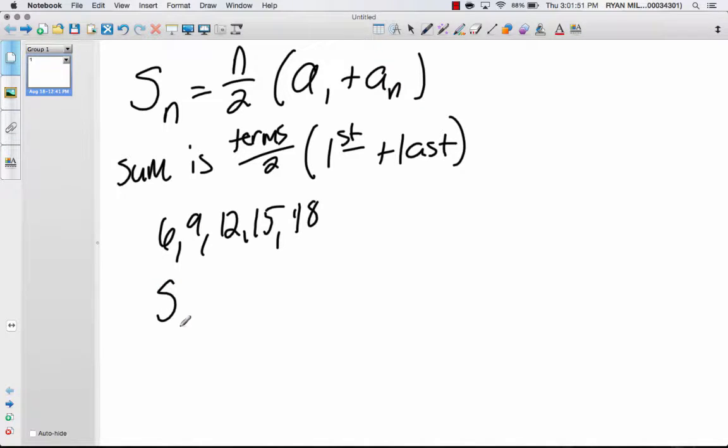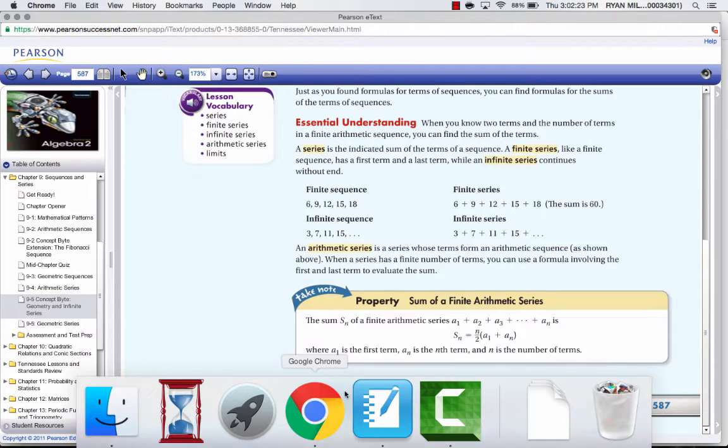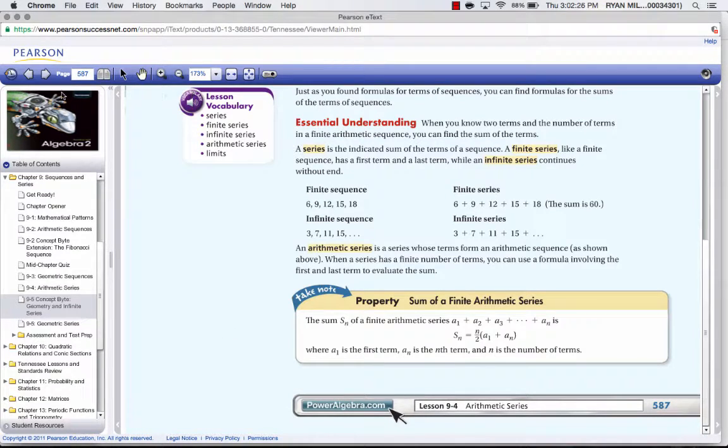So S sub 5 equals the 5 terms I have divided by 2 times the first term plus the last term. So that's 2.5 times 24. Well, 2 times 24 is 48. Half of 24 is 12. So 48 and 12 gets me 60, which you can check on a calculator if you don't believe me. I just want you to see this formula applied to a very simple example. I'm going to go back to the book and see what we have on the next page.